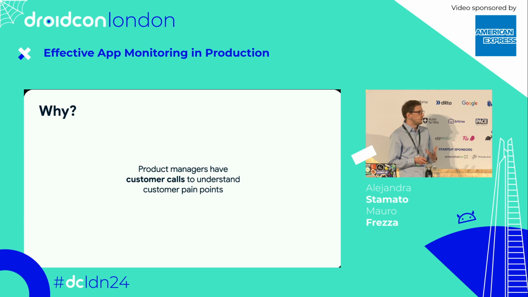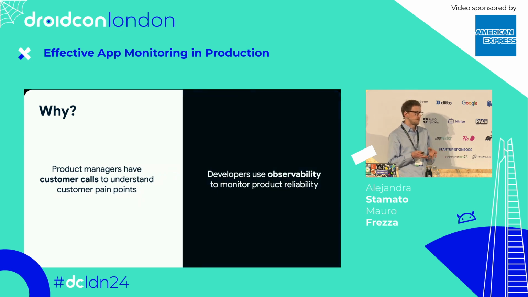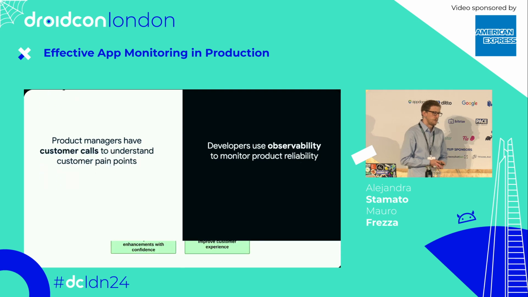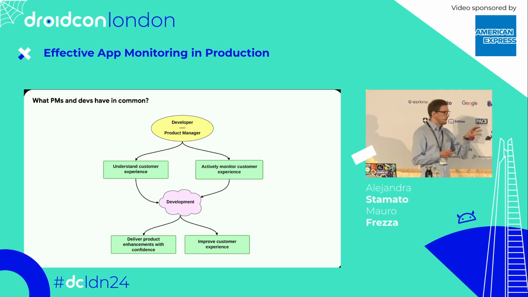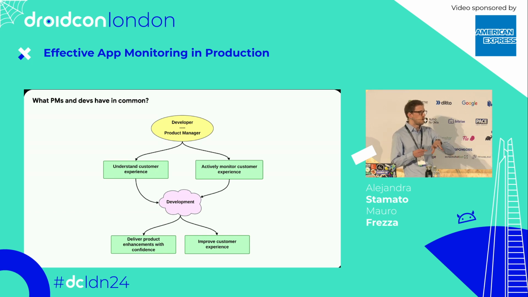For us, what we can do to observe the pain points is to use observability, so using monitoring in your application, so you can get a sense of where the user feels friction in your app. And so you can think of a developer and product manager as having similar responsibilities, just different tools. You need to understand the customer experience in the app when people are using it, and then you need to monitor actively, and then think about it and develop a solution. So product managers come up with new features or improvements. We understand, okay, we need to fix this bug, or we need to make it more performant. And so you deliver product enhancements, and you improve the customer experience in doing this.